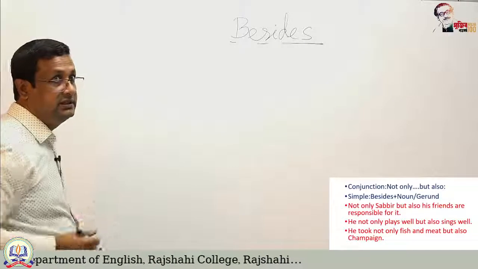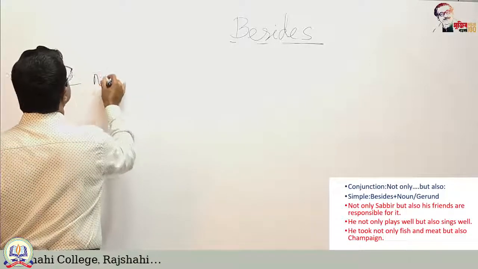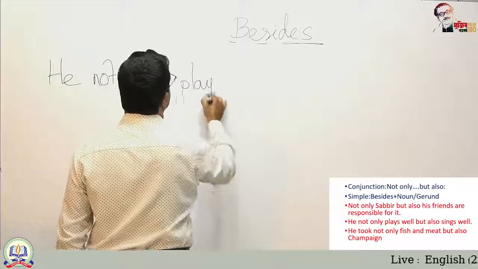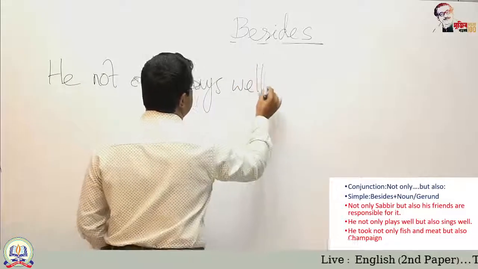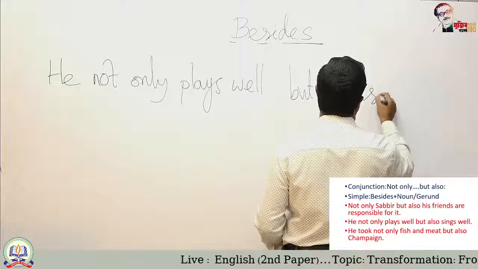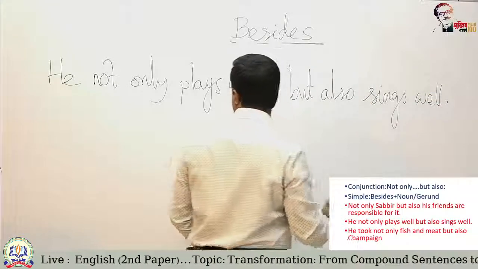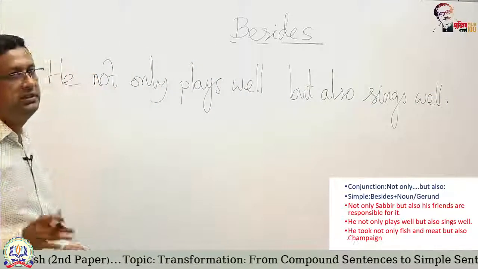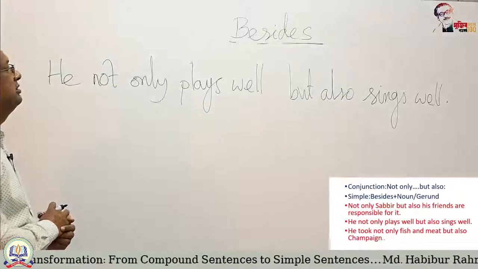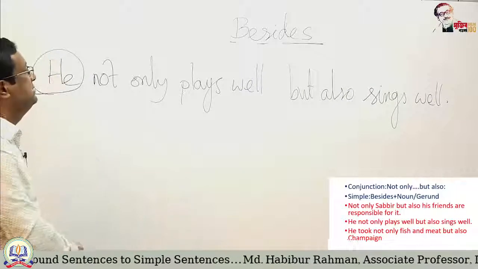Suppose the sentence is: he not only plays well but also sings well. That is, the person is competent in two actions. That is, he plays well and he also sings well. The subject is the same. There is only one subject, he.